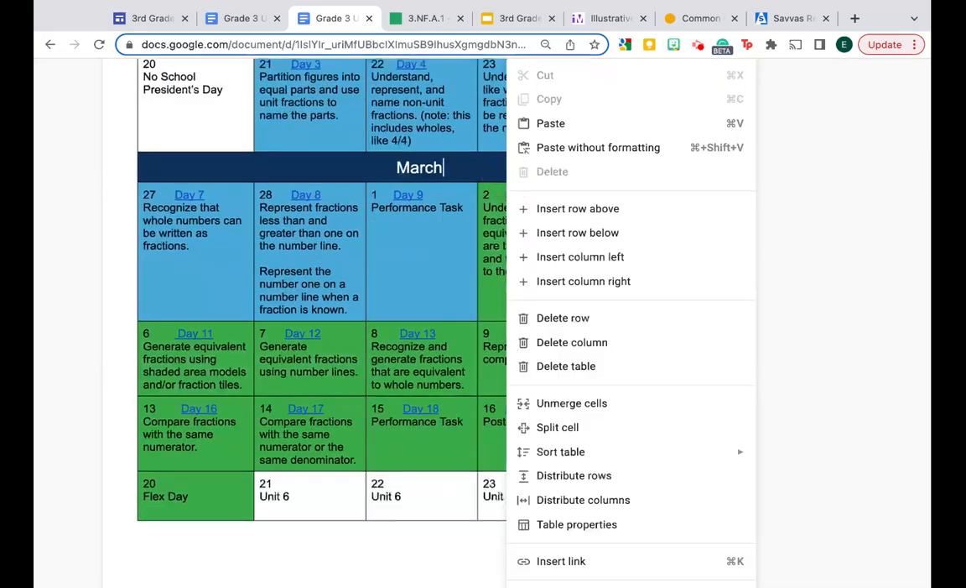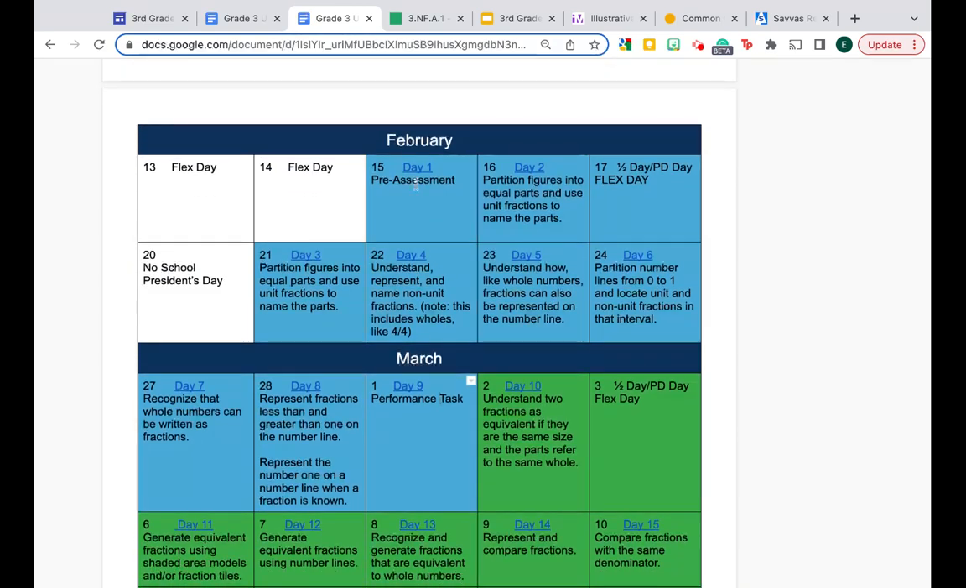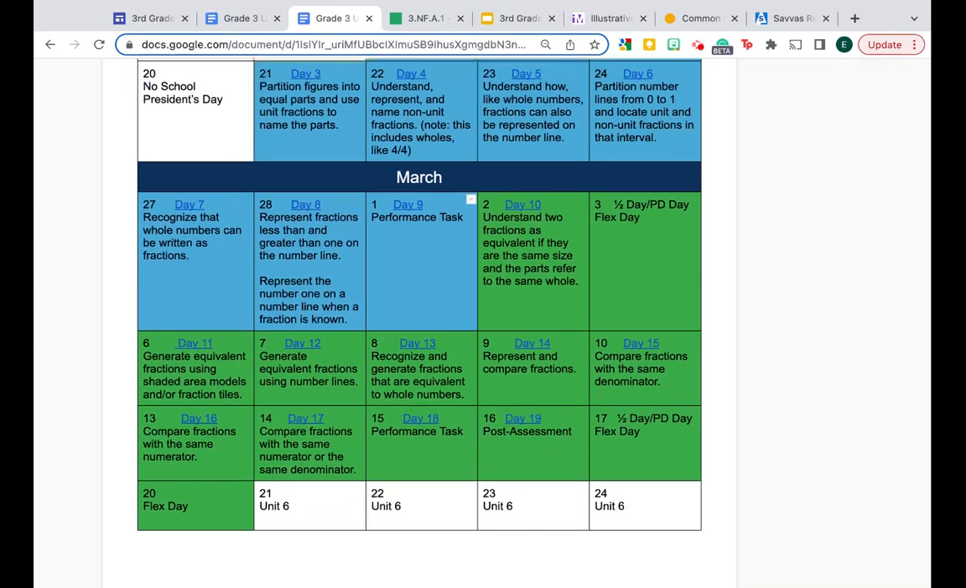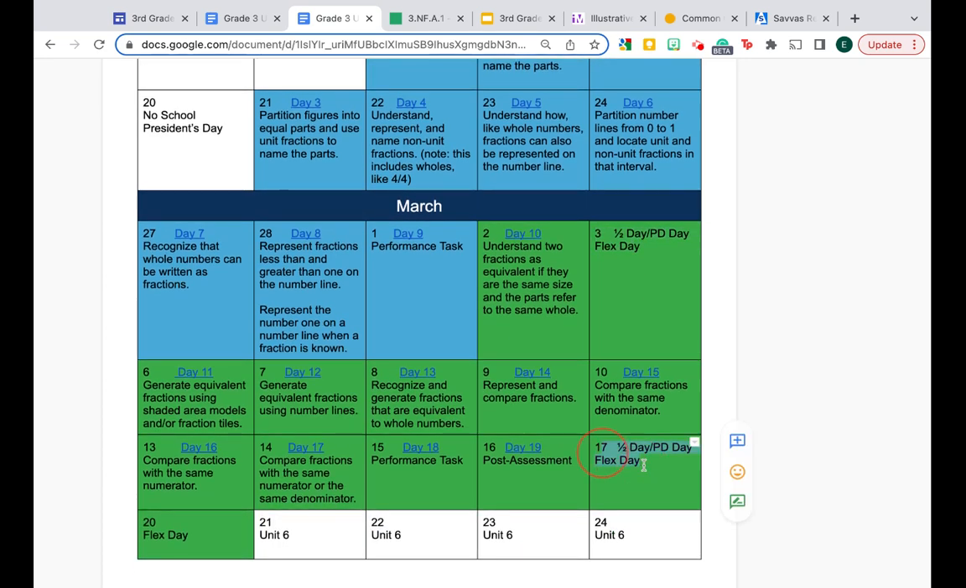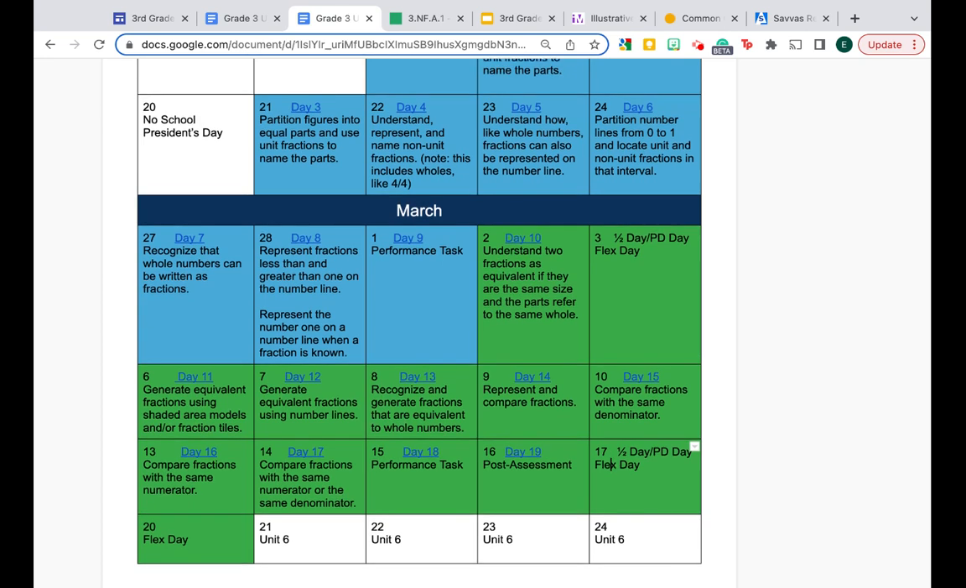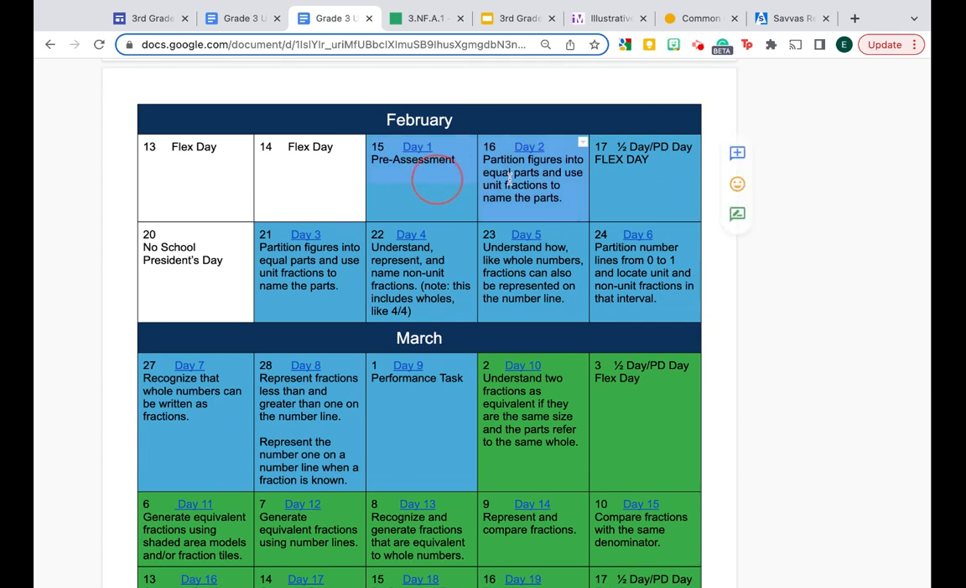When we think about the calendar, you'll see that this unit starts mid-February and goes through a little over halfway through March. Kind of interestingly, if you're on pace, you'll notice that you have 3 half-day flex days during this unit. So I would encourage you to really think about how you'll use those days effectively. You still want to do a math lesson. Let's say you're a couple of days behind. This might actually be a really good day to do the pre-assessment since it's a short day, and then you could dive into day 2 right here on Tuesday.